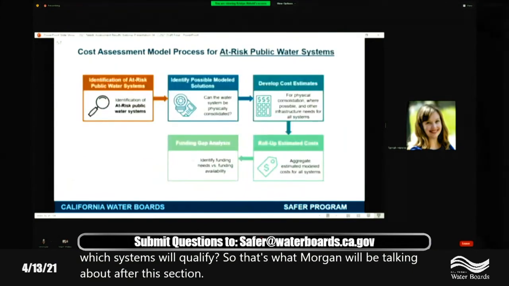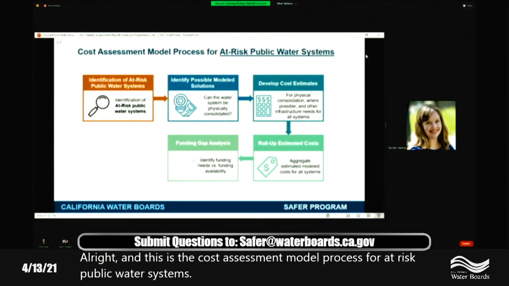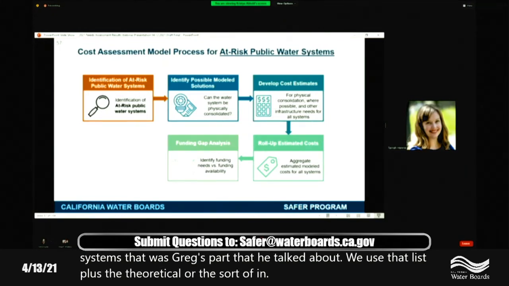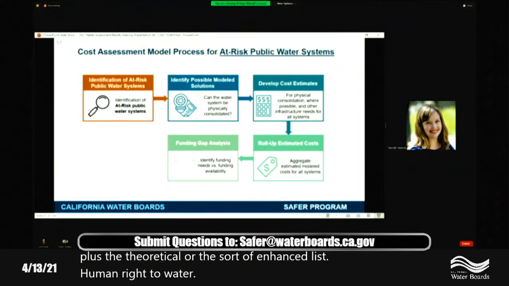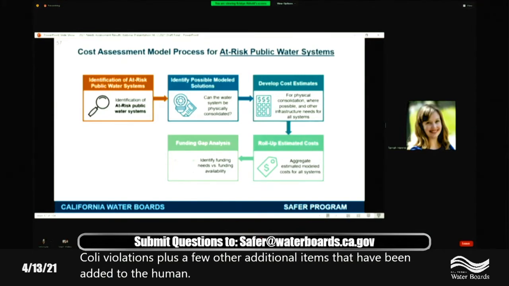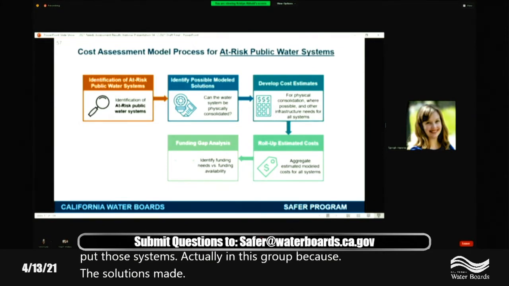Next slide. All right, and this is the cost assessment model process for at-risk public water systems. So the identification of at-risk public water systems, that was Greg's part that he talked about. We used that list plus the enhanced list for the human right to water systems. So those that have the E. coli violations plus a few other additional items that have been added to the human right to water list in the last month, that we put those systems in this group because the solutions made more sense this way.